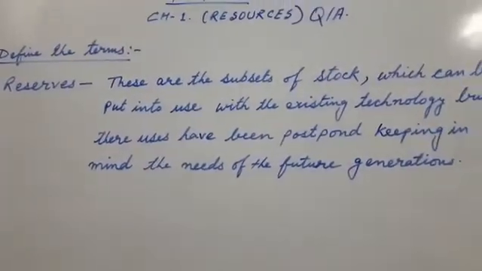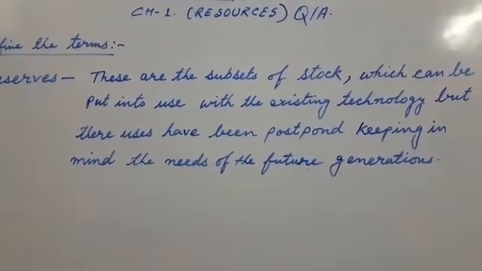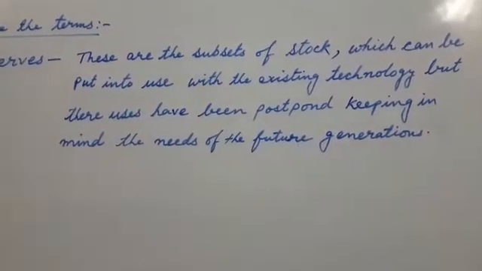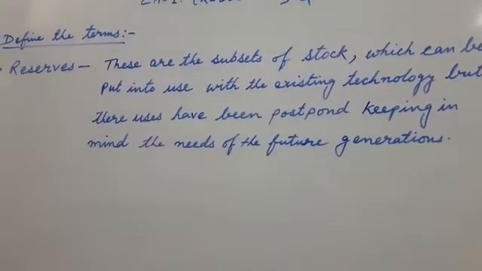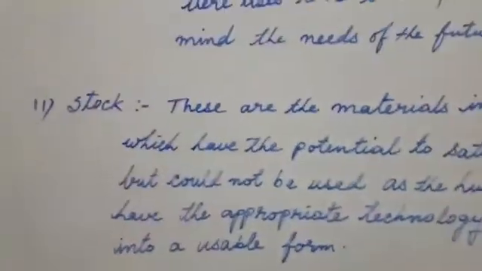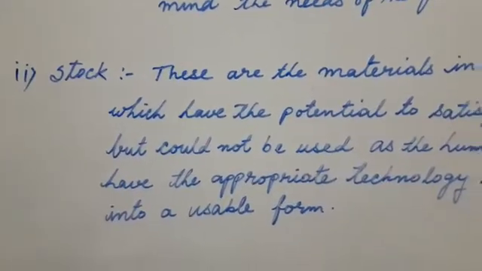We are having sufficient thing. We are having the technology also, but we are not using it for the purpose of future generation. This is called reserves. Now our second term to define is stock.